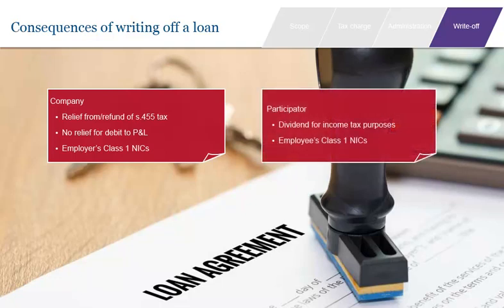The participator is deemed to have received a dividend equal to the amount written off. This is taxed in the same way and at the same rates as any other dividend. Therefore, for a higher rate taxpayer who has used their dividend allowance, the tax charge will be equal to 32.5% of the loan. Where the participator is on the payroll, the amount written off is earnings for NICs purposes, and so will give rise to an NICs liability for the individual.